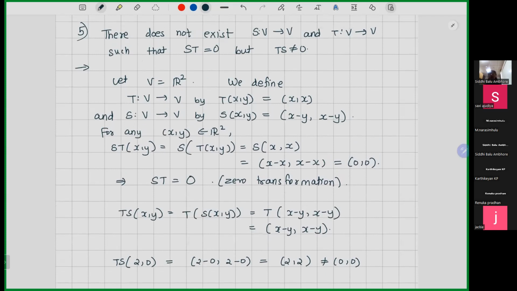However, if ST was identity, we proved that TS was identity. But for the 0 transformation, this is not the case. Any doubts here? So this statement is actually false. There does exist, and we just explicitly showed an example of V, S, and T such that ST is 0 but TS is non-zero. Any doubts, or is there any doubt understanding the linear transformation? You can check that this is a linear transformation.